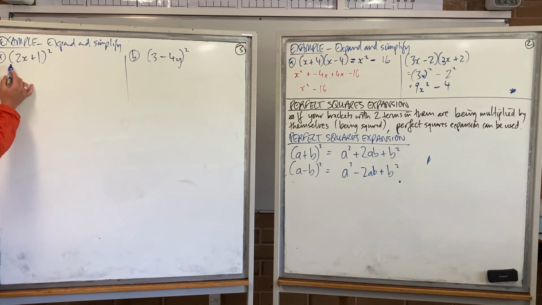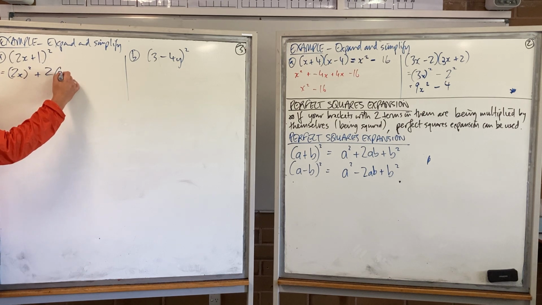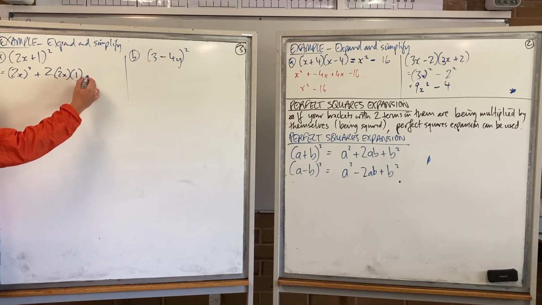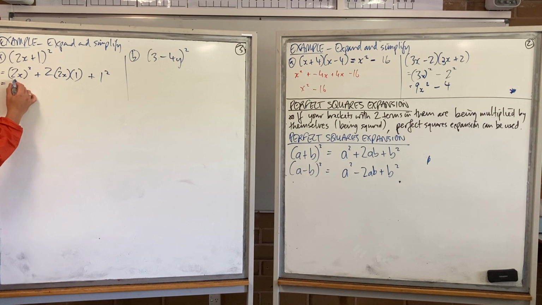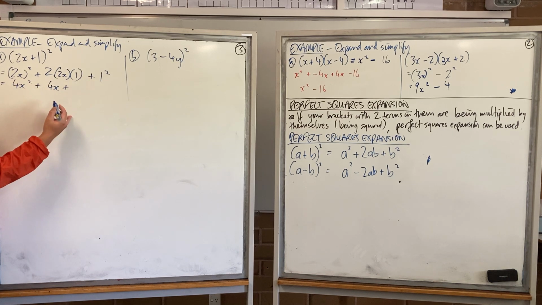Now can we check out this example? Which one is A in this set of brackets? 2x. And which is B? 1. So according to the shortcut, it's going to be A, so 2x all squared, plus 2 lots of A, which is 2x, times 2 lots, and B, which is 1, plus B squared, which is 1 squared. Finish the working. 2 squared is 4, x squared is x squared, plus, what's 2 times 2x? 4x. Times 1 remains the same, 4x, plus, what is 1 squared? 1.